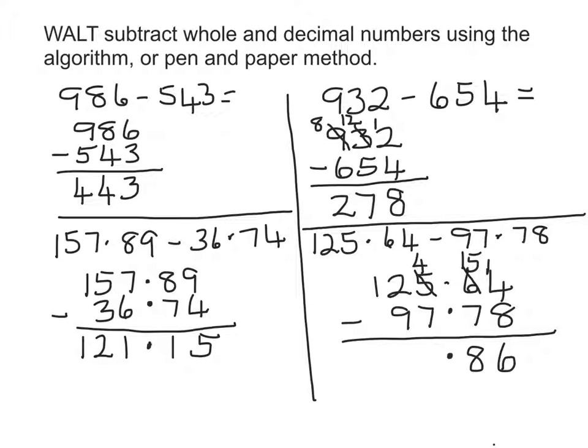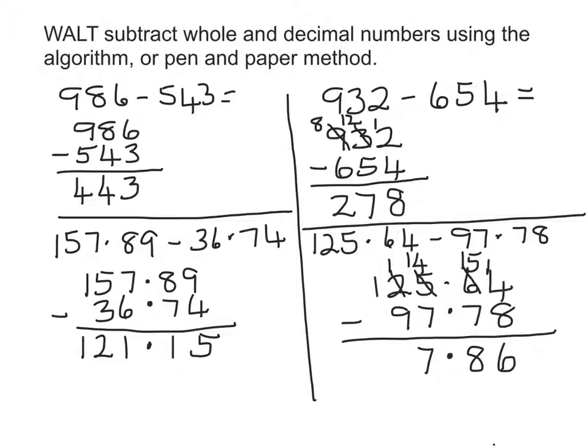4 take away 7, I can't manage without going to my tens column and taking one of the 2 tens there, which leaves me with 1. And I rename the 1 ten that I've taken as 10 ones. I already have 4 ones there, so now in total I have 14 ones, from which I can take 7, leaving me with 7 in the ones column.